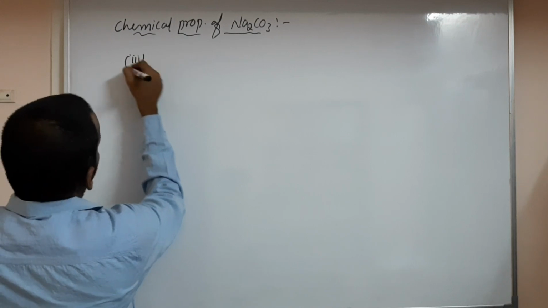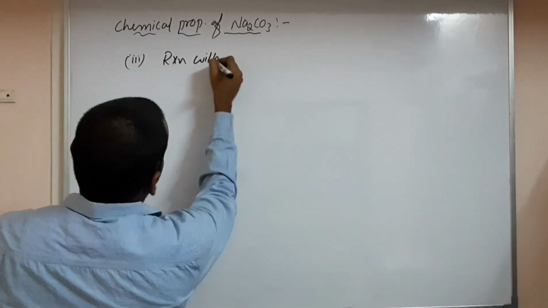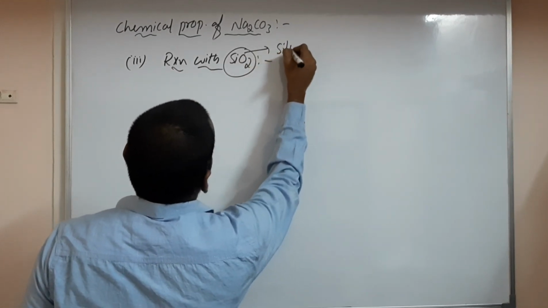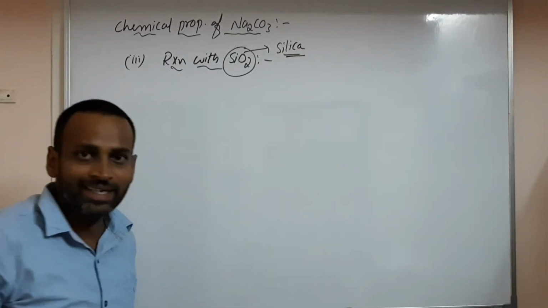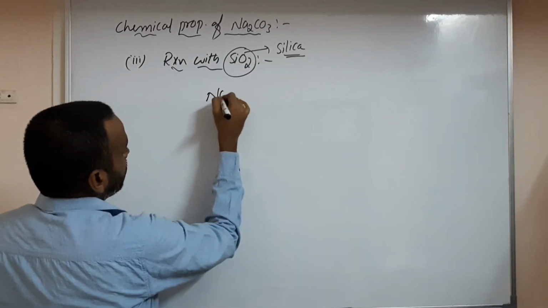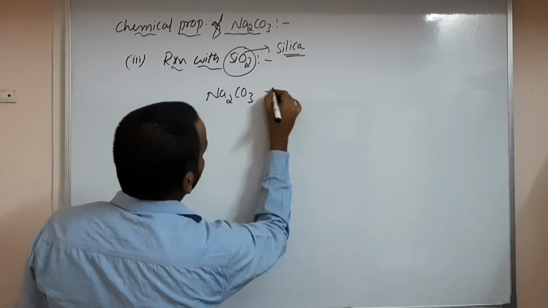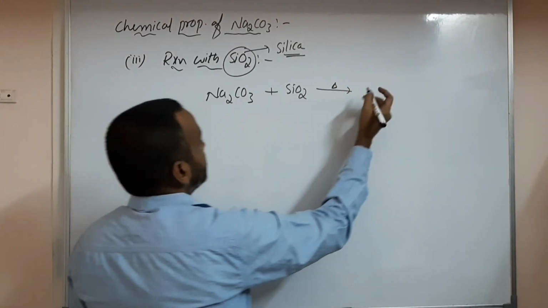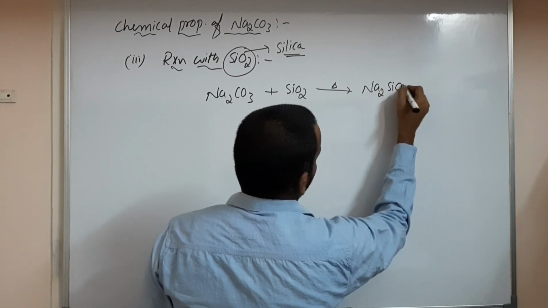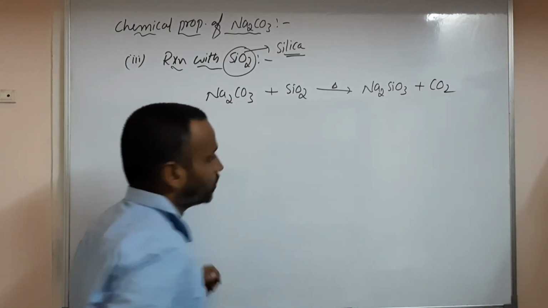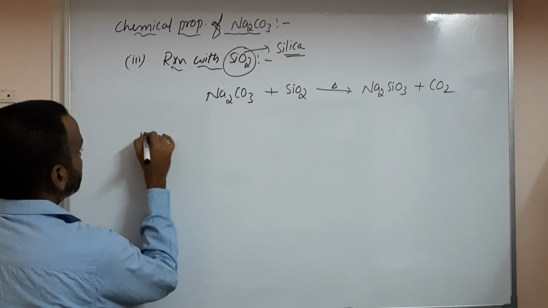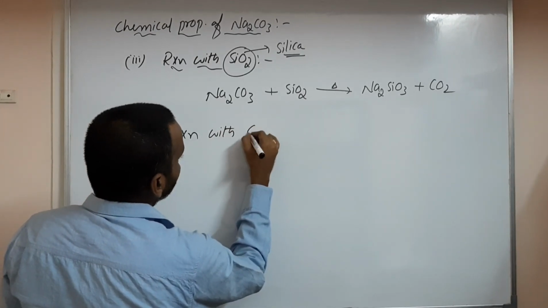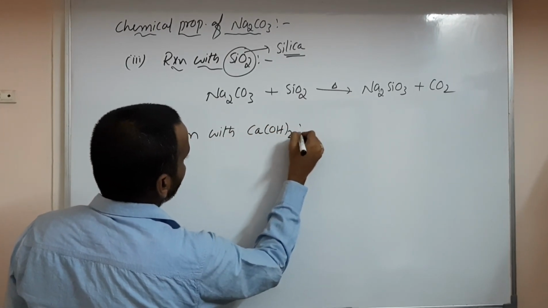Next one is reaction with SiO2. What is SiO2? SiO2 means silicon dioxide. So Na2CO3 when reacting with SiO2, with a small heating because SiO2 is sand, you will get Na2SiO3 plus CO2. That's it.